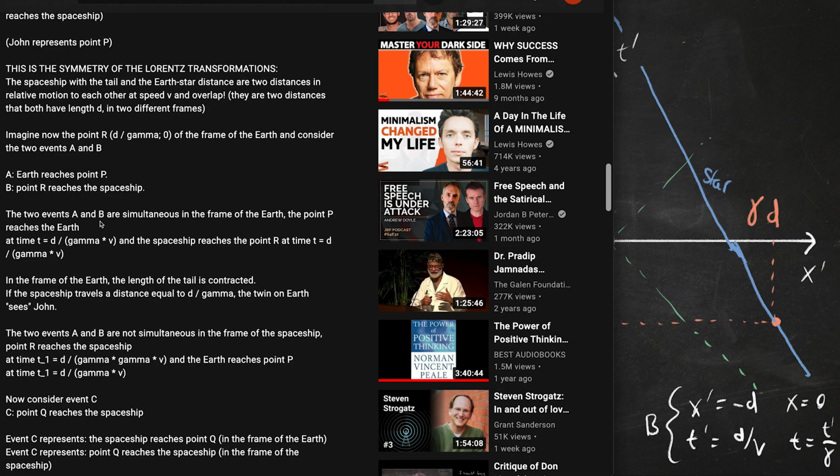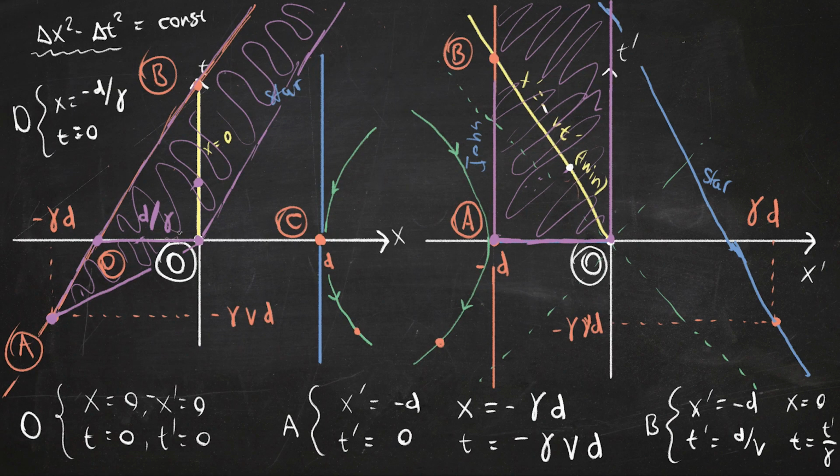And then what you were saying, the two distances in relative motion to each other at speed v, and they overlap. Yeah, again, you have to be very careful about when you use the word overlap, because the events which are simultaneous change as you go from one frame to the next. To say they overlap in one frame at a particular time doesn't necessarily mean they overlap. So let's analyze that statement.